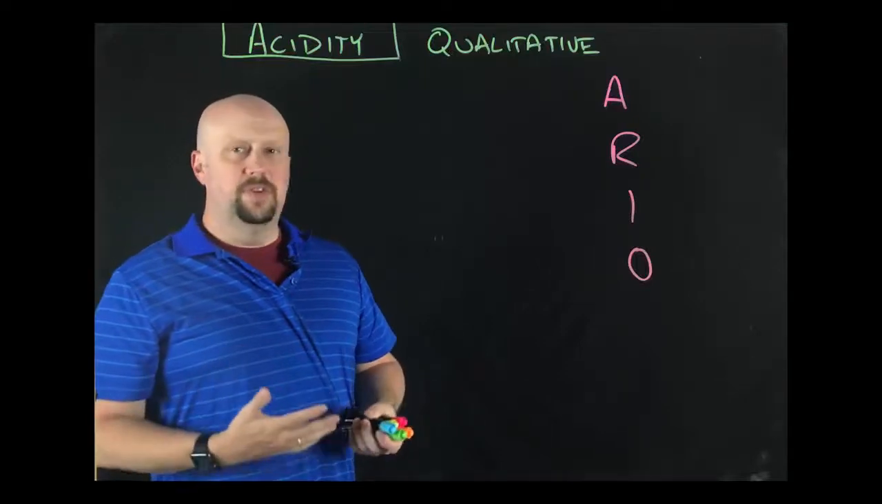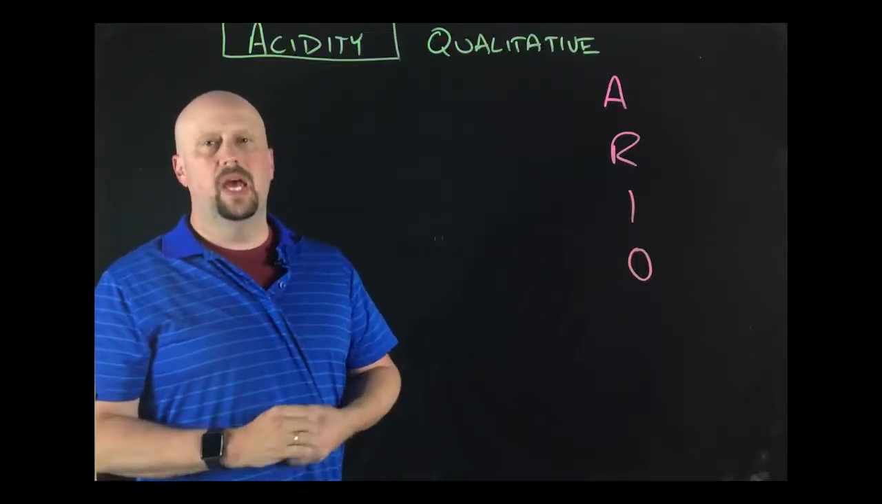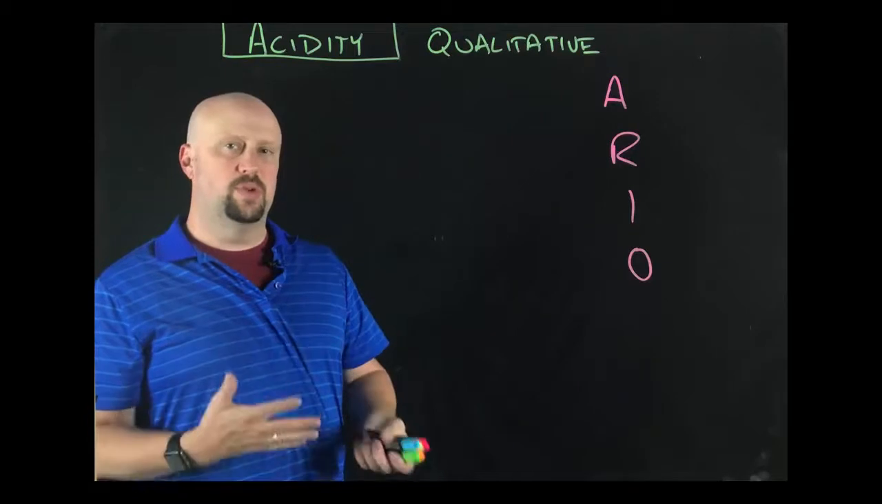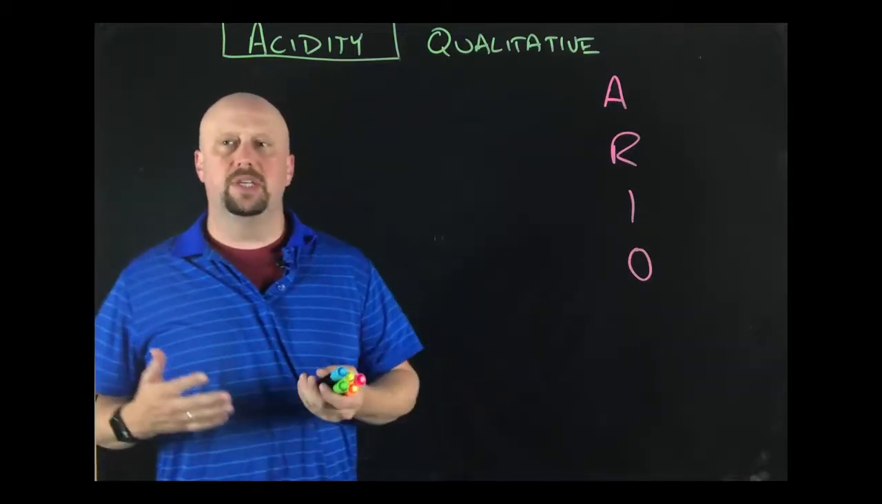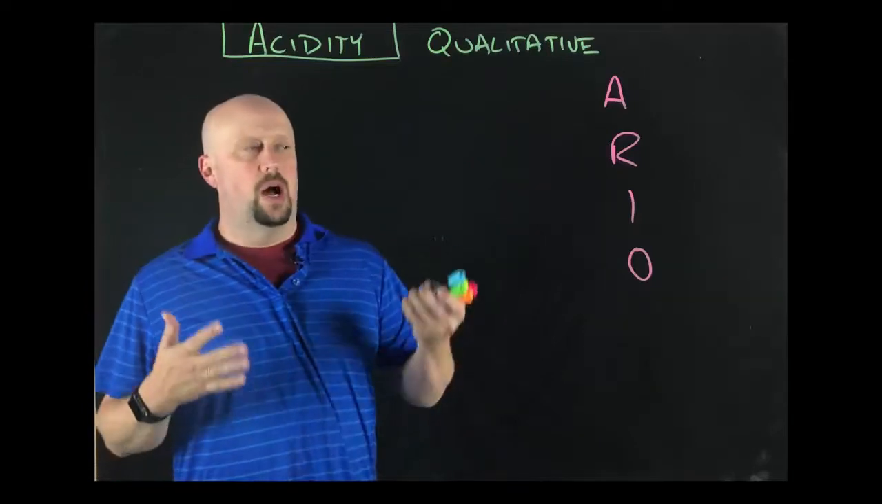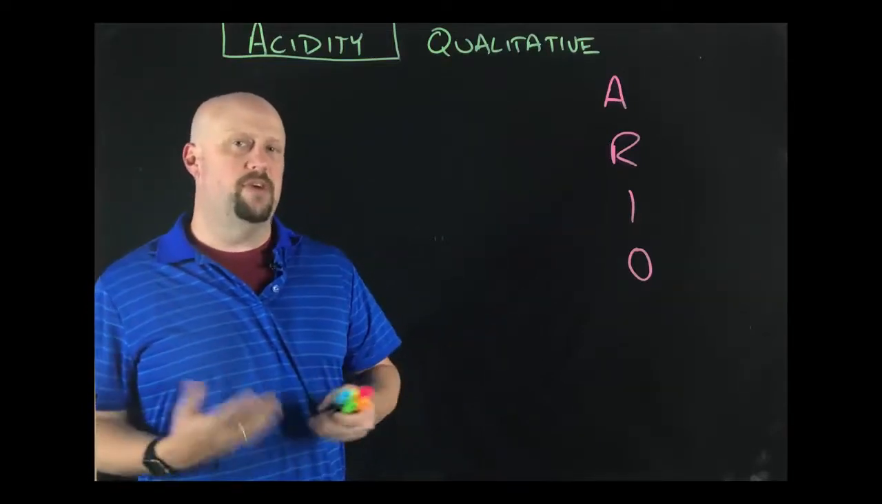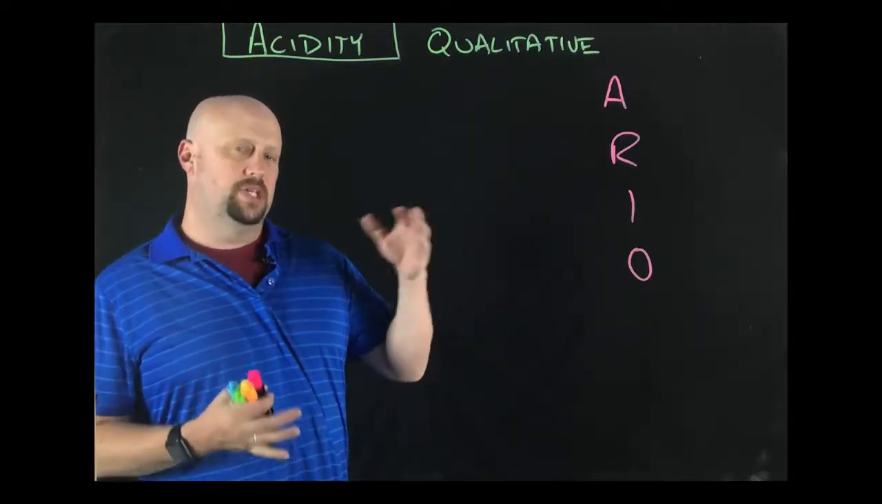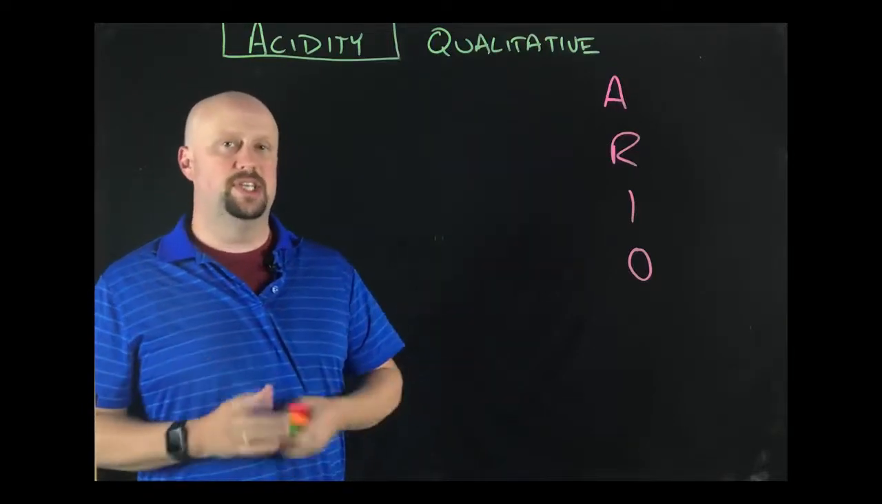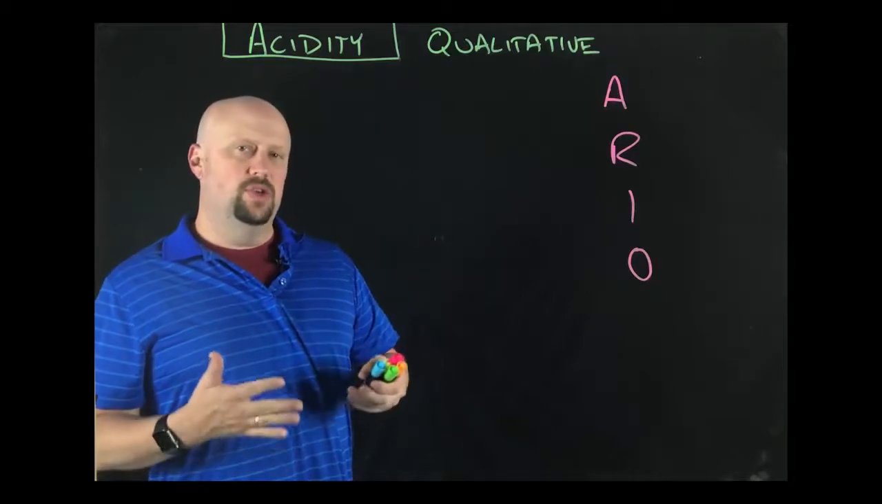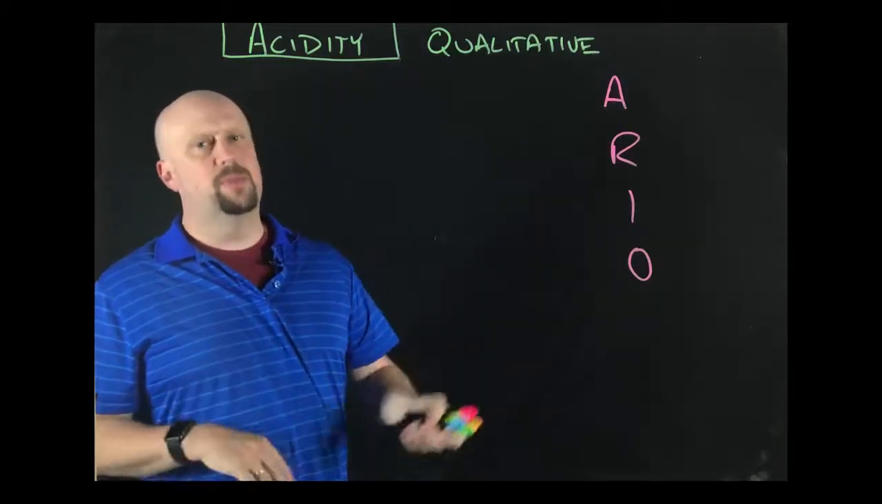Kiddos, in our last video we talked about acidity and we looked at how we can determine between two compounds which one might be more acidic. If you remember, the way that we did that is we talked about quantitative values. We talked about pKa values, and we said that if something has a lower pKa value than another compound, then that means it's going to be more acidic. We related that then to which side of an equilibrium expression that might favor.